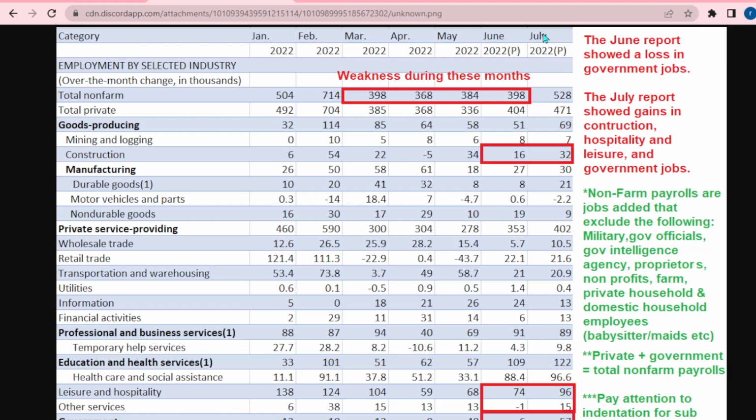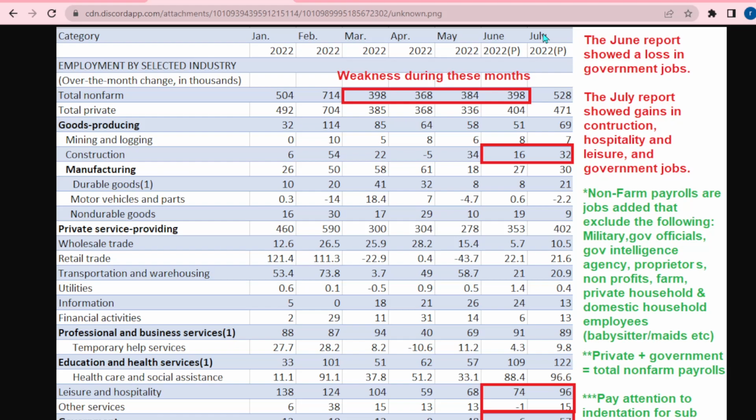So let's just talk about this report real quick. So what is non-farm payrolls? Well, they're jobs that are added that are excluding the following. So we're excluding military jobs, government officials, government intelligence agencies, proprietors, nonprofits, farm, private households, and domestic household employees. So these are your babysitters and your maids, etc.